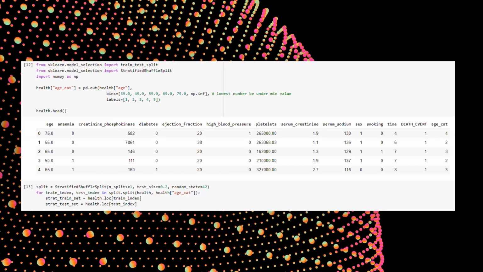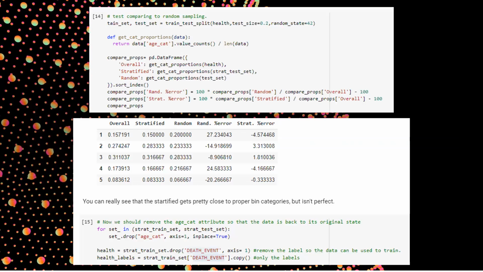I still decided to split it into categories by age. I did age gaps of 10, based on what we had, 40 to 90. There weren't many patients in the 80s or 90s, so I put them together. So I separated into ages, and then I did the comparison of a random split versus the stratified split, just to show it off again.